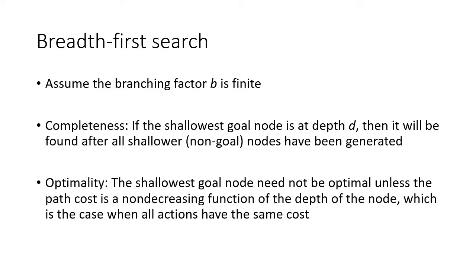As far as optimality is concerned, though, the shallowest goal node is not necessarily optimal. If the path cost is based on the depth of the node and it's a non-decreasing function, then we do have optimality. And that situation does occur when all the possible actions have the same cost. But in a lot of scenarios, the actions don't have the same cost. And so breadth first search is not guaranteed to be optimal.